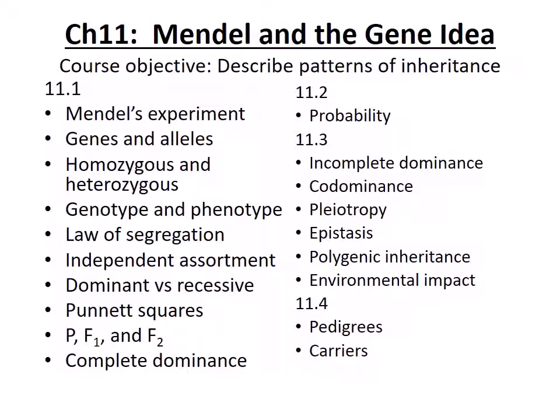Be able to do Punnett squares. You'll need to do a Punnett square for a complete dominance problem, or an incomplete dominance problem, or a codominance problem, or even epistasis. Don't worry about doing a Punnett square for pleiotropy and polygenic inheritance or environmental impact, because you kind of really can't. Make sure you know the difference between P, F1, and F2 generations. Understand that the outcomes of each mating follow the rules of probability, and be able to read a pedigree and know what the word carrier means.